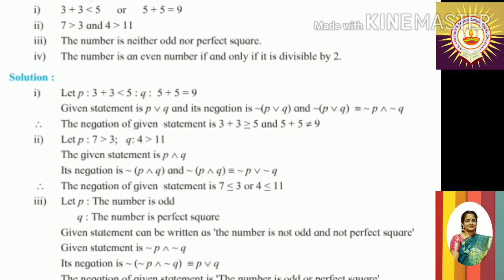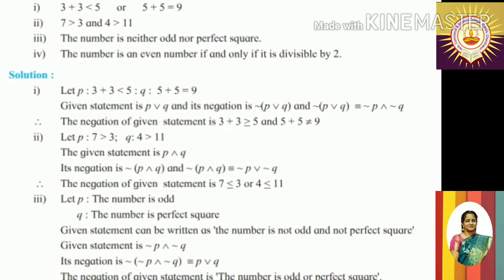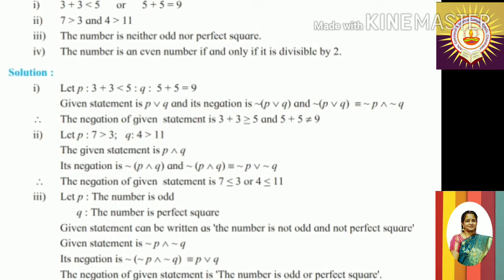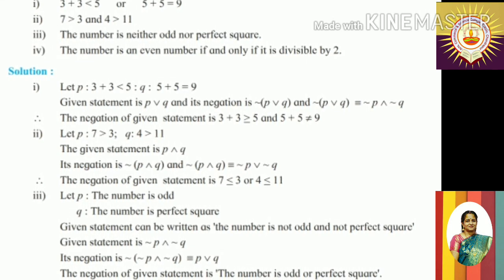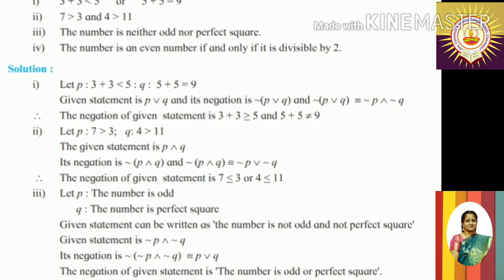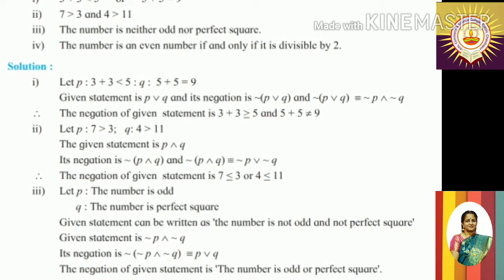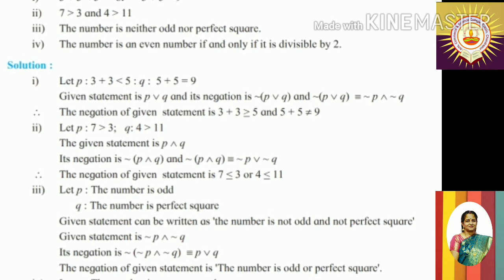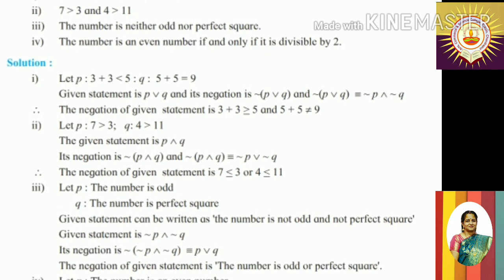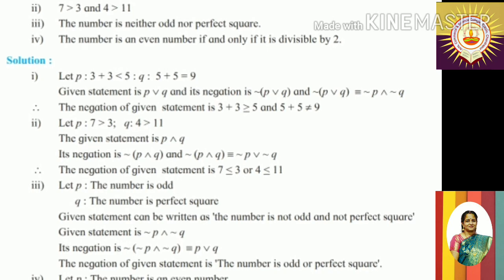Here consider P as 3 plus 3 less than 5 and Q as 5 plus 5 is equal to 9. These two statements are joined by or, so it is disjunction form. Symbolic form is P or Q. As we know the De Morgan's law for disjunction, negation of P or Q is nothing but negation P and negation Q.